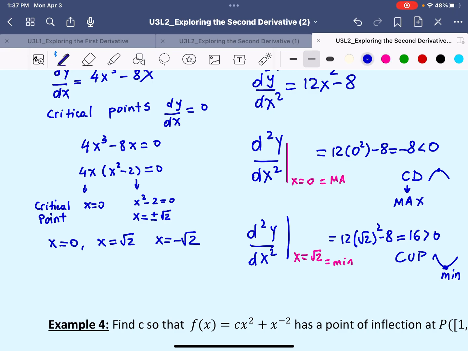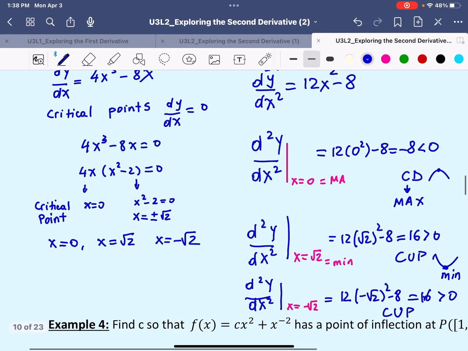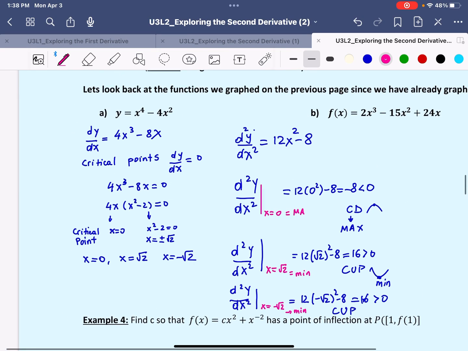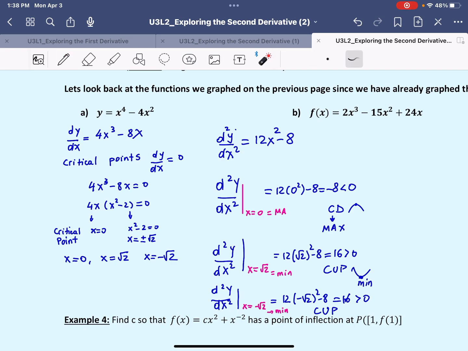And lastly, we're going to check the last point by finding the value of the second derivative at x equals negative root of 2. So that would be 12 times negative root of 2 squared minus 8, which will also be again 16, so a positive number, so that would be a cup, which means that again the function will present a minimum. So this is how we use the second derivative test to identify whether the extrema will represent either a maximum or a minimum.